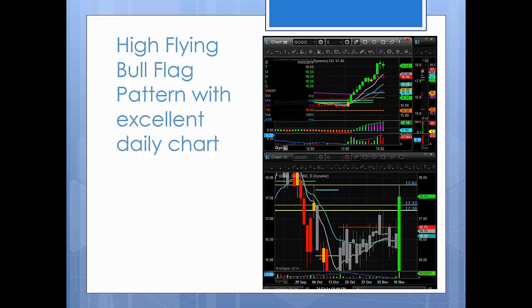So flags are going to come in different shapes and forms. This one happens to be very tight and almost no pullback. So it's almost a flat top, but it hasn't tapped enough times to be considered a flat top.